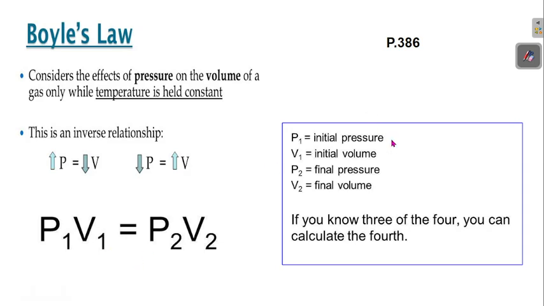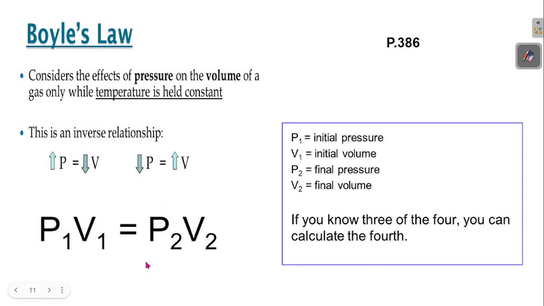So P1 is initial pressure, volume 1 is initial volume. If you change one of them, the other one has to change. So pressure 2 is the final pressure, V2 is the final volume. So to keep it constant, if this has to be constant, if you change the pressure right here, okay, this is a new pressure, then the volume also has to change to keep it constant, to be the same.